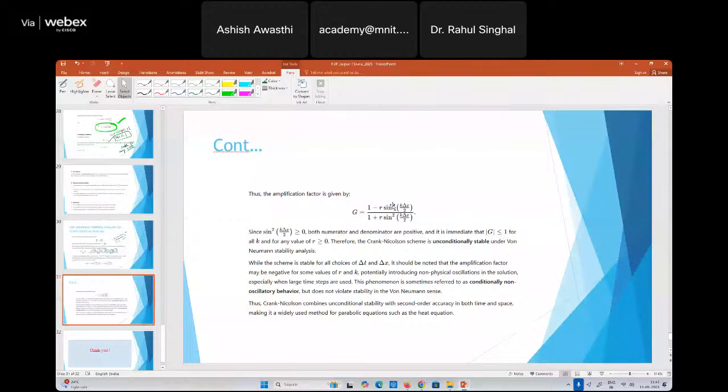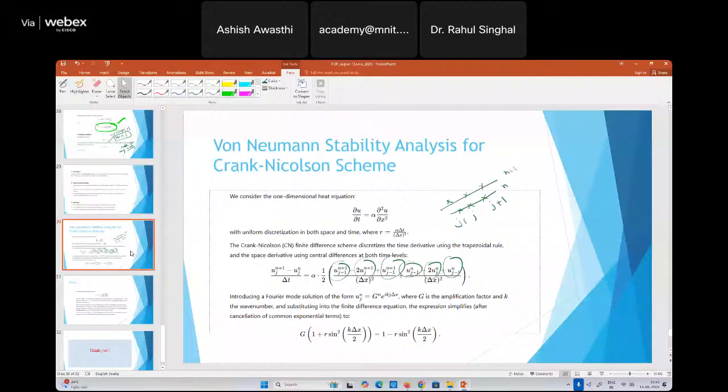So I would say, take this as a homework whenever you are free. You can try yourself. This scheme is there, and take the Fourier modes, the von Neumann stability Fourier modes. Put every value in the scheme and check whether you are getting this G or not. I have not put all the steps. You can try yourself, and you will see that the modulus of G is always less than 1. It does not depend on the R. Therefore, it is unconditionally stable.